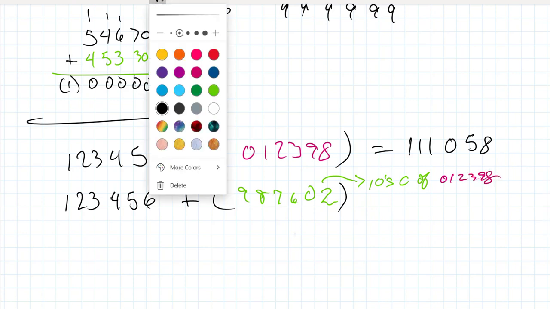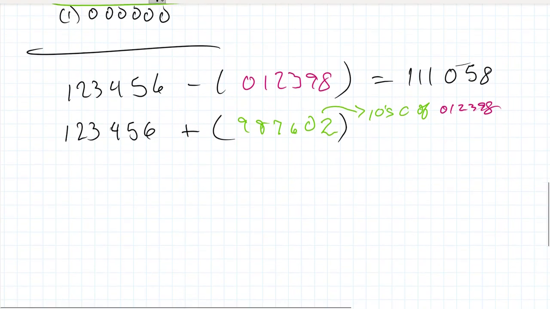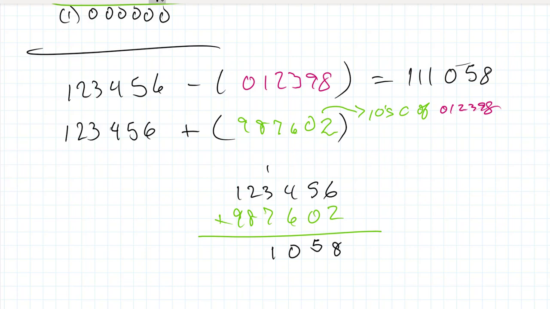Now let's do the math, and if we do it correctly, we're looking for the result to be 111058. So the 1, 2, 3, 4, 5, and 6, and to that I will add the 987602. And 6 and 2 is going to give us an 8. We're going to see we get a 5. 4 and 6 gives us a 10. Carry the 1, that turns it into an 11, another 11. 9 and 1 is 10, that's 11. And then there's a carry outside. So we end up with 111058, which is the answer we'd expect.